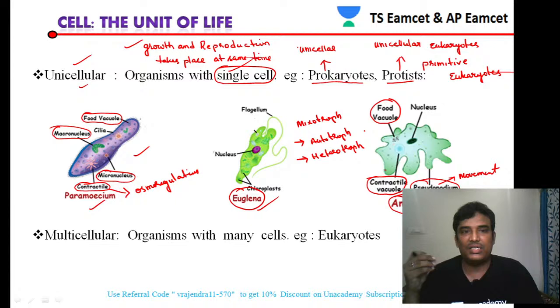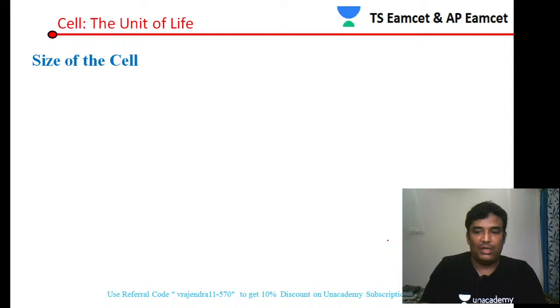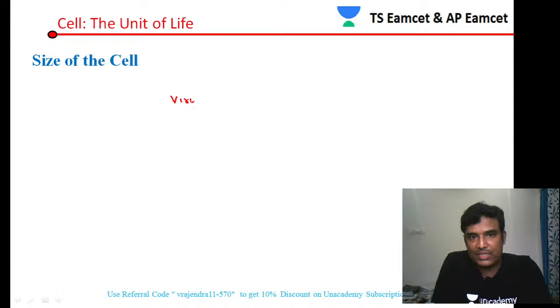Similarly, in multicellular organisms, the organism has many types of cells, like eukaryotes, especially plants and animals, which are multicellular in nature. Now let us see a few things about the size of the cell. There are different types of microorganisms. We have the virus, which is generally the smallest.